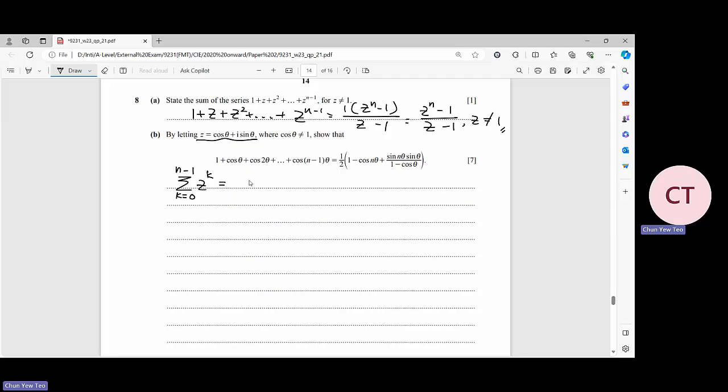Then that means this one will be the same as z to the power of n minus 1 over z minus 1. So over here, we know that this one is complex. I want to make the denominator become real. In order to make the denominator become real, I will just need to multiply by the conjugate of the denominator. So the conjugate of the denominator will be like this.